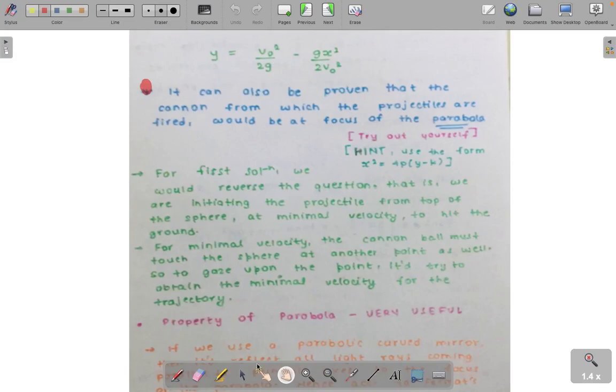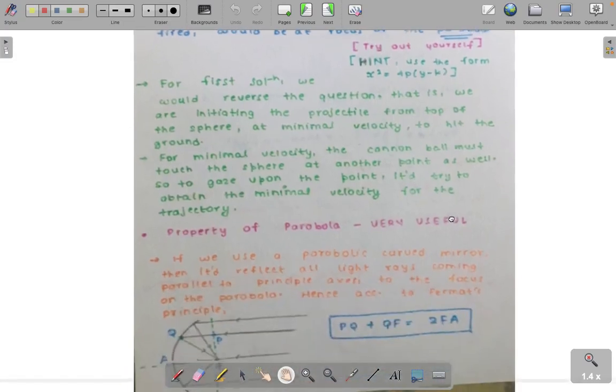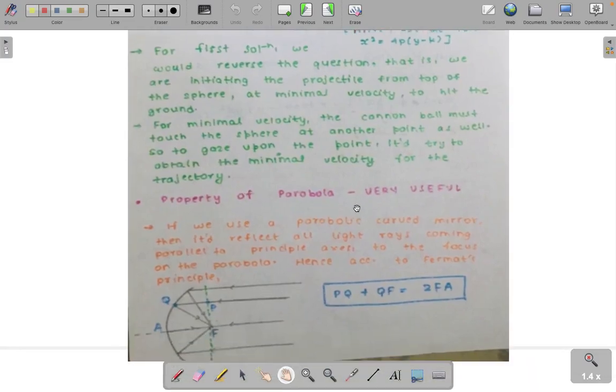So now let us move towards a very important and useful property of the parabola. If we use a parabolic curved mirror, which is this mirror, it would reflect all the light rays that are coming parallel to the principal axis to the focus of the parabola. Hence, according to Fermat's principle. So what is this saying?